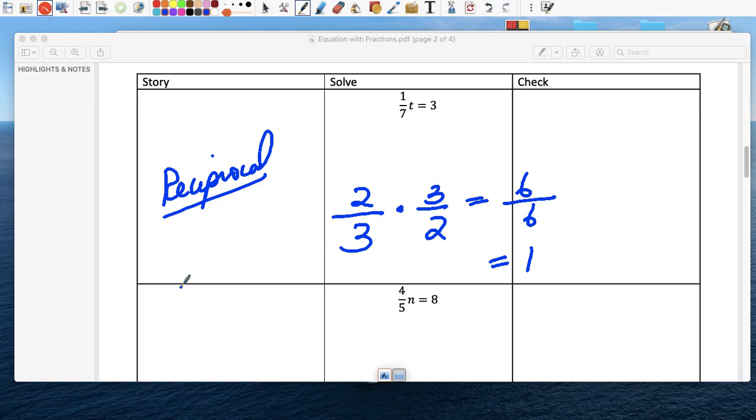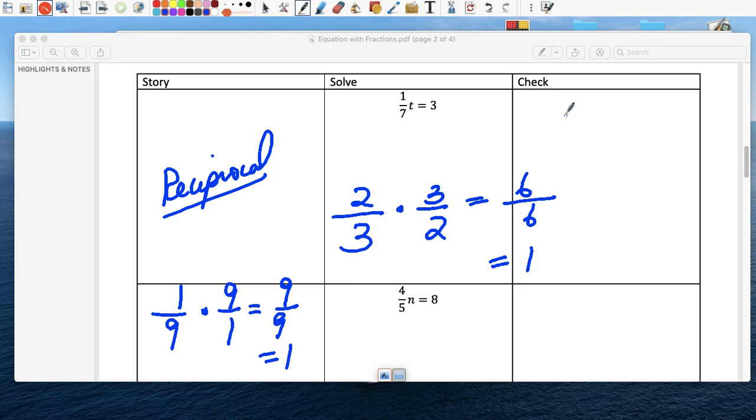Let me pick another one. 1 over 9. What's the reciprocal of 1 over 9? Well, the reciprocal is going to be 9 over 1. If you multiply the 2 fractions, 1 times 9 on the numerator is 9. Denominator, 9 times 1 is 9. And what's 9 divided by 9? Equals 1.